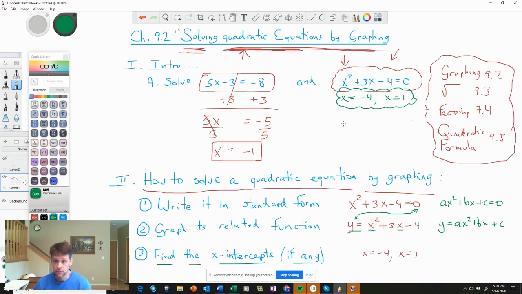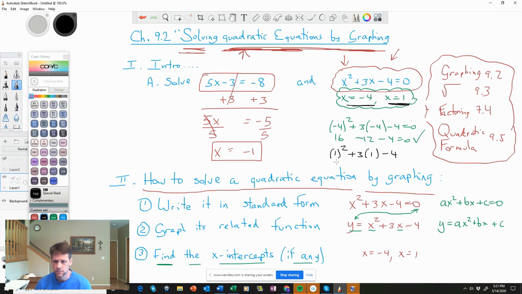So plugging in -4, I'm going to get -4 squared plus 3 times -4 minus 4. And that should equal 0 in theory. So let's see. This is 16 minus 12 minus 4 equals 0. Check. Let's check the other one to make sure that one also works. Also, x equals 1 should work. So let's try to find out. So let's plug in 1 for x.